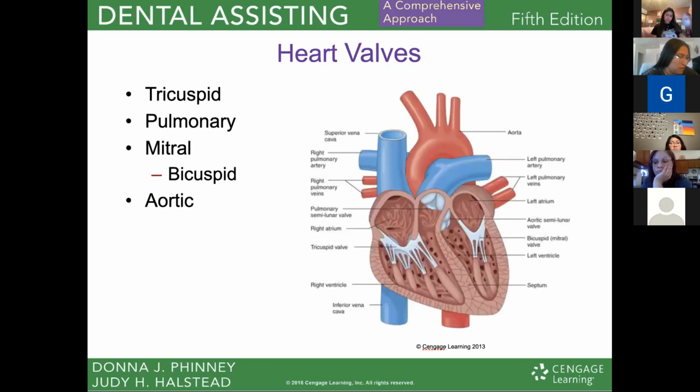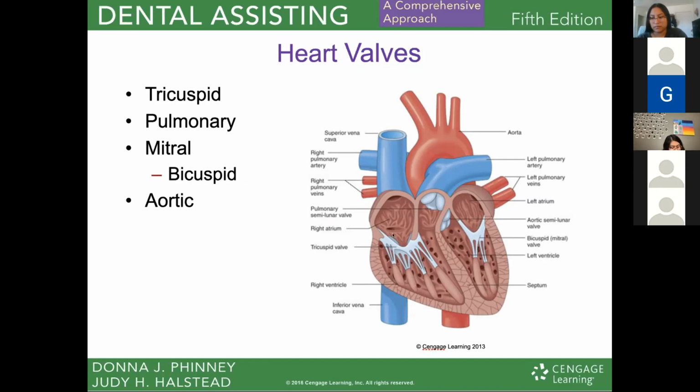So here is our diagram of the heart. These are the different chambers that we're talking about. The septum is like a wall that divides the two atria. So we have our left atrium and our right atrium, and then each side is divided into two sections. We have our ventricles, and our atrium is on top.